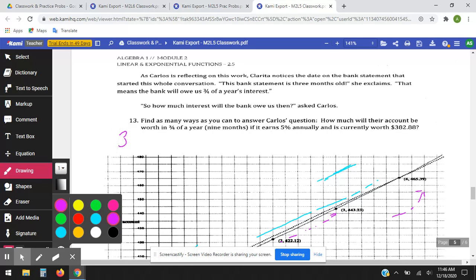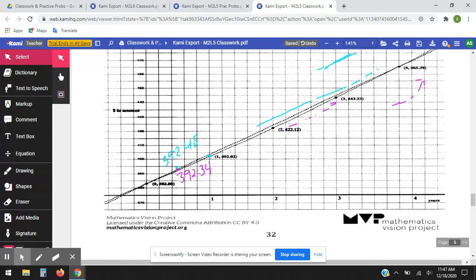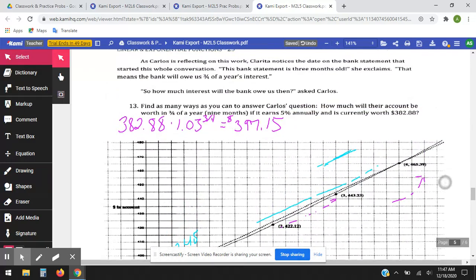So 382.88 times 1.05 to the 3/4 equals 397.15. So that's how much they will end up owing them at the moment, because they still get more interest than what they have. That's one reason why when we have things involving interest, keep in mind that it doesn't go up evenly like the arithmetic. The more money that's in the bank, the more interest you're going to get. So it's going up exponentially.